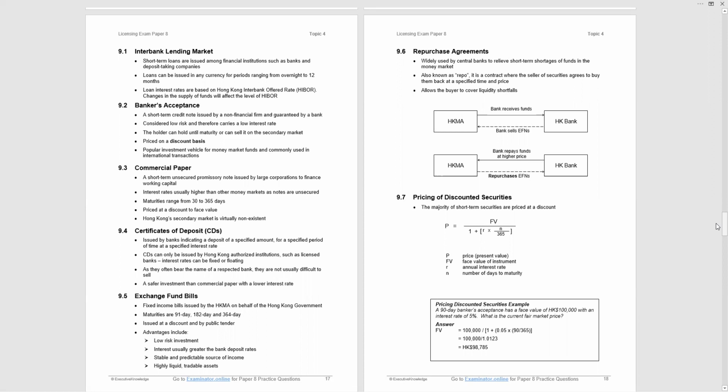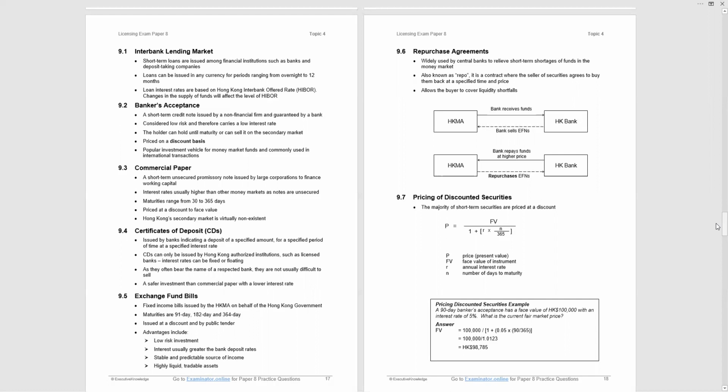Now, top of page 18, repurchase agreements, repo agreements. This is between central banks and banks to help with market liquidity. And as you can see there, they're often overnight arrangements. So a Hong Kong bank on the right will receive funds from the Hong Kong Monetary Authority, the quasi-central bank of Hong Kong. And for that money, they sell exchange fund notes.